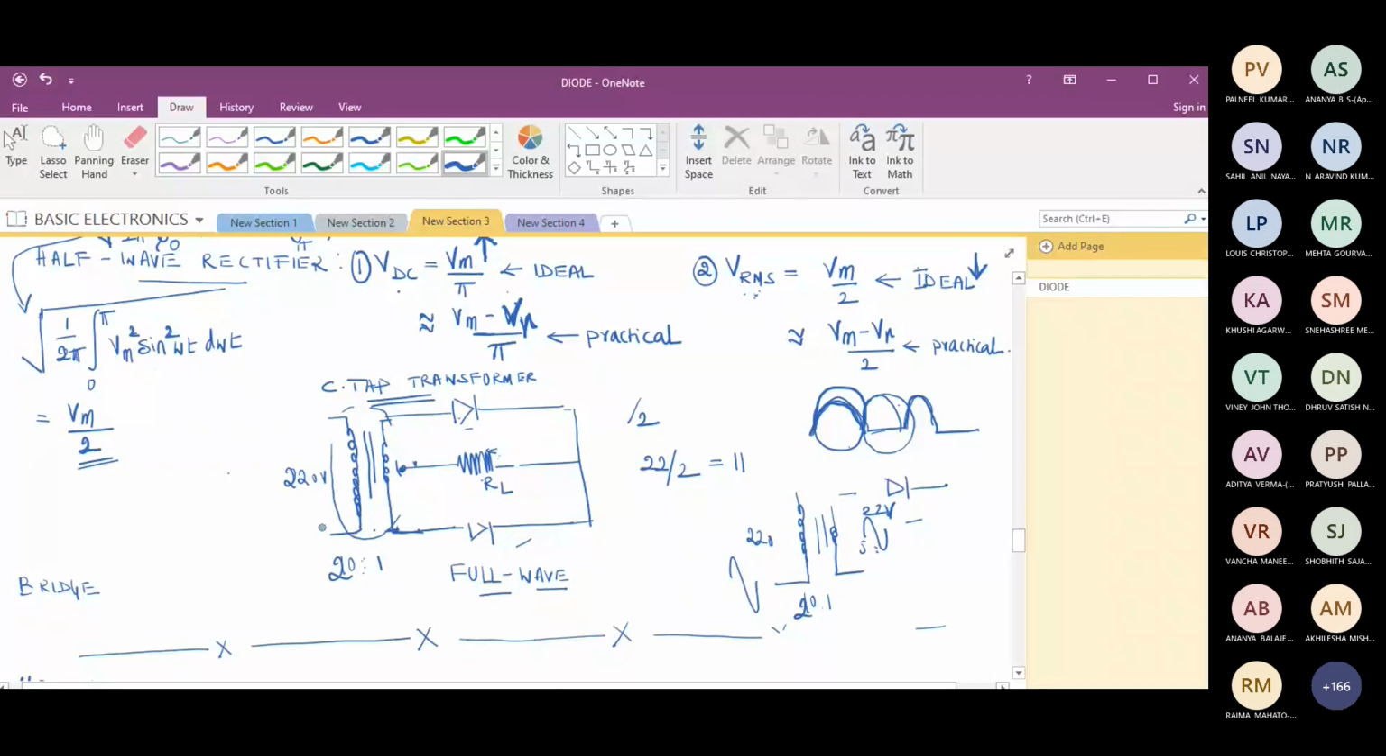Am I audible? Yes, sir. If I say the voltage across the secondary winding is 2 Vm during the positive cycle, what will the center tap do? I had explained it. It divides the voltage by 2, giving one Vm to one diode and one Vm to the other diode. So during the positive cycle, due to the presence of this center tap transformer, the voltage gets divided by 2. That means I'm going to get Vm and Vm. Yes or no?